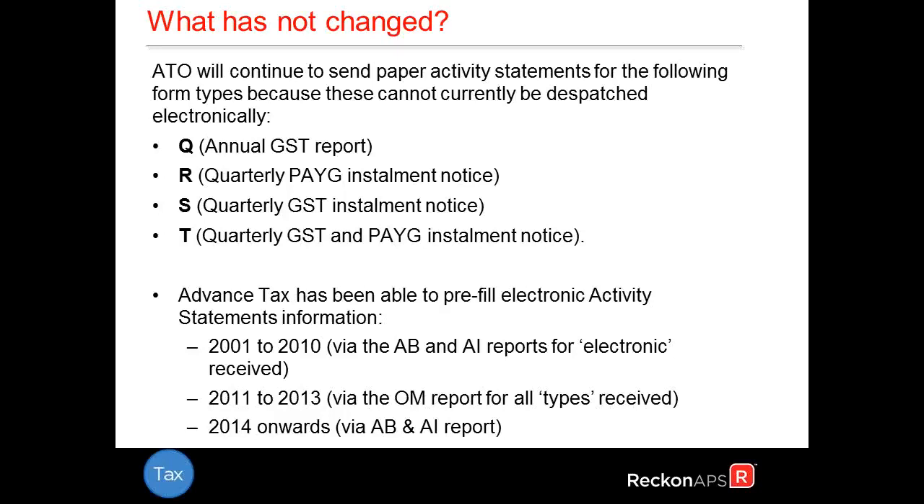Advanced Tax has been able to pre-fill electronic statements information. From 2001 to 2010 returns, we were populating the data on the activity statement via the AB and AI reports. From 2011 to 2013 year returns, we were populating the data from the OM report. From 2014 onwards, which is the current release of Advanced Tax, we are populating the data from the AB and AI reports, which we'll talk about a little bit later.